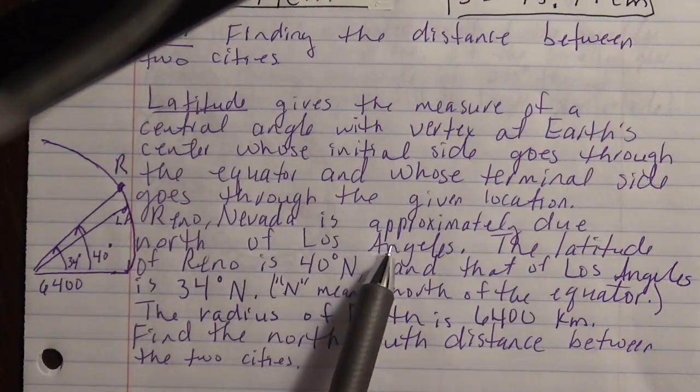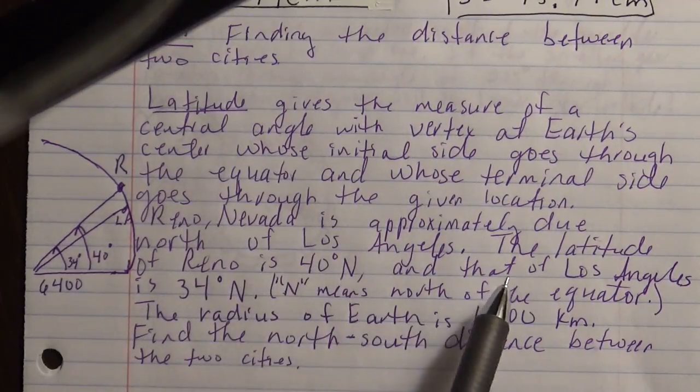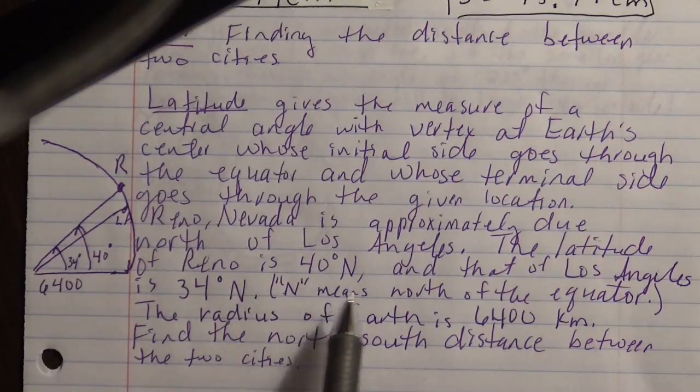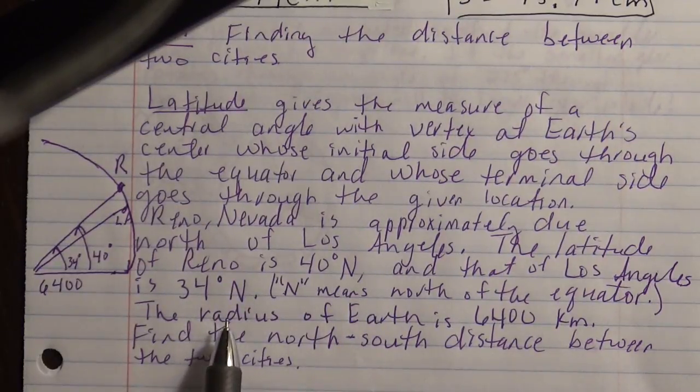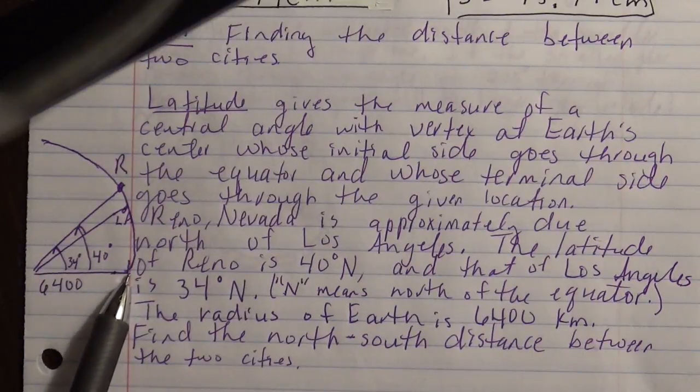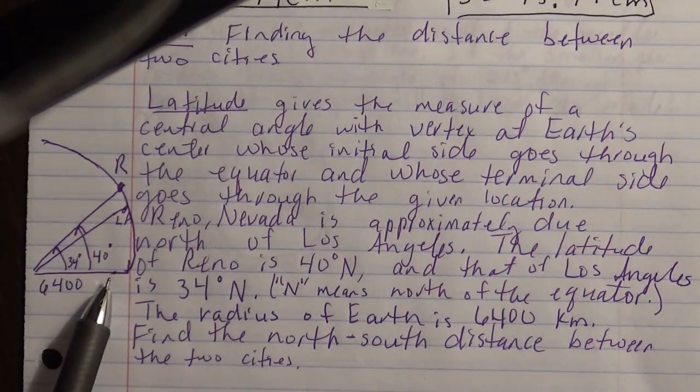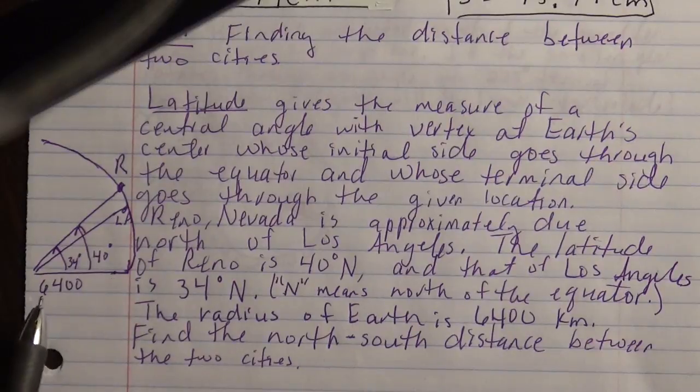Reno, Nevada is approximately due north of Los Angeles. The latitude of Reno is 40 degrees north, and that of Los Angeles is 34 degrees north. And here they just remind us that N means north of the equator. The radius of Earth is 6,400 kilometers. Find the north-south distance between the two cities. So we've got the radius of the Earth, so this is from the center of the Earth to the Earth's surface, that's 6,400, I believe it was in kilometers. And then we've got our two angles.